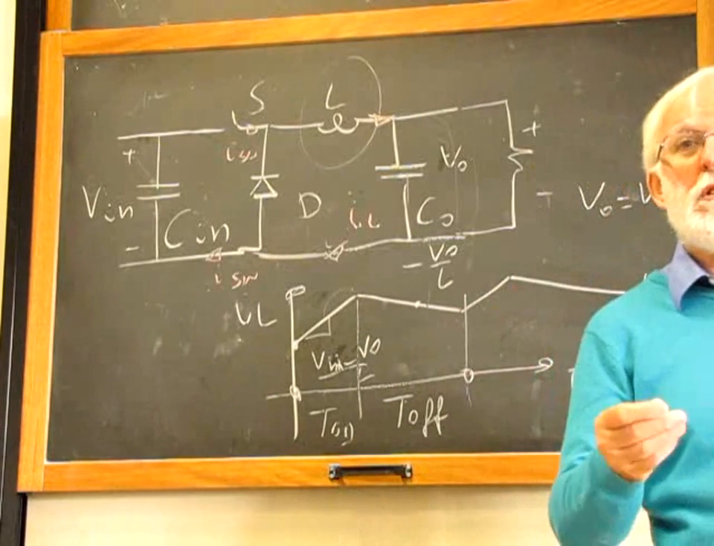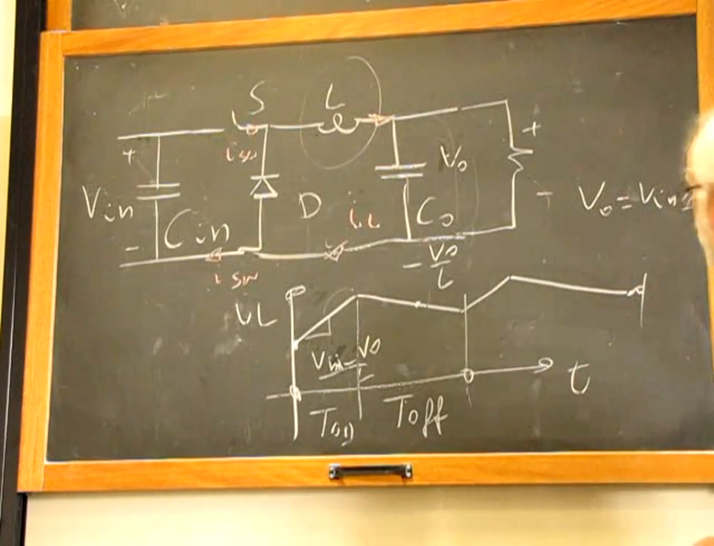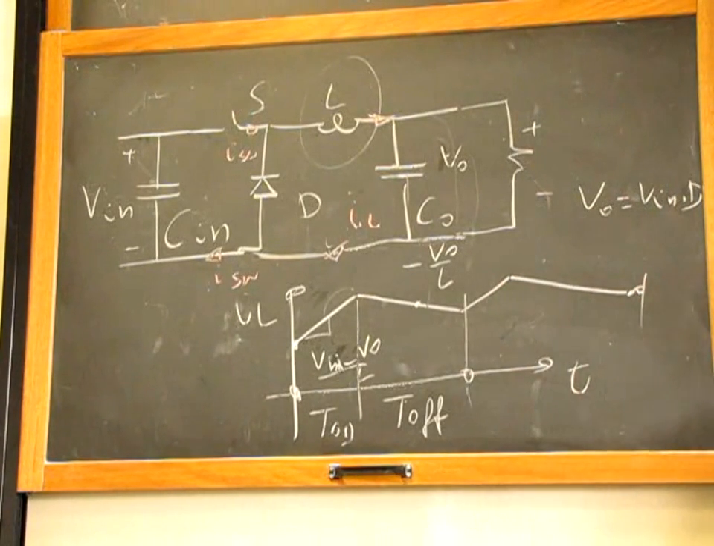Okay, let's start to remove, just for fun, one of these hypotheses. Let's suppose that the switches are not ideal. That is really true, switches are not ideal. So, if switches are not ideal, the waveform will still be something like this, but this time the slopes are different, because of the voltage drop across the inductor during T on.